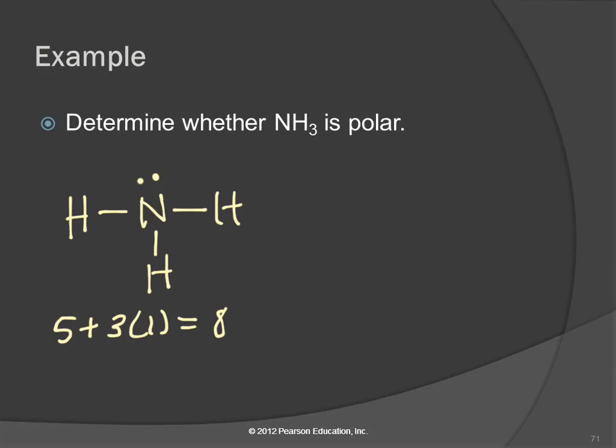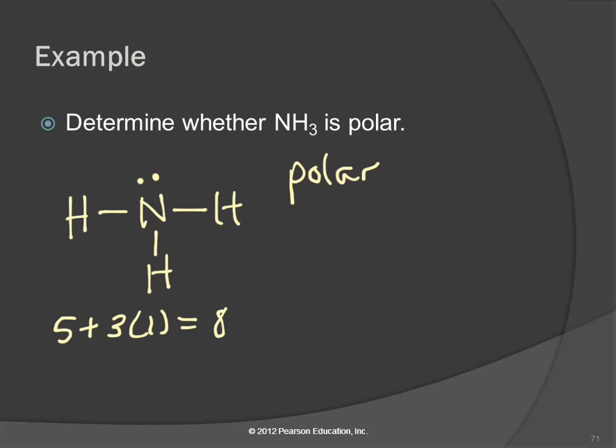And then we ask ourselves, are there lone pairs on the central atom? Yes. We're done. It's polar. It has to be. It's lopsided. Okay? The other method, look at that.